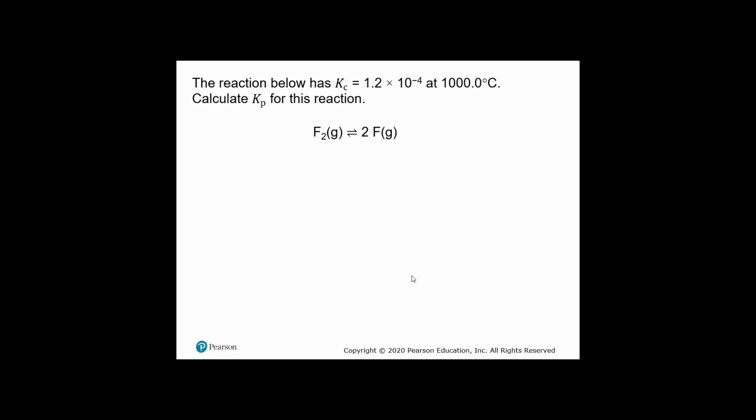Okay, so let's look at an example. The reaction below has an equilibrium constant for concentration equal to 1.2 times 10 to the negative 4 at 1000 degrees Celsius. Not that it's related to this section, but you should start getting comfortable with understanding numerical values. That is a number that's less than 1. So that means this equilibrium reaction favors the reactants more than the products, because that number is less than 1. Okay, so now it's asking us to calculate the equilibrium constant of partial pressure.